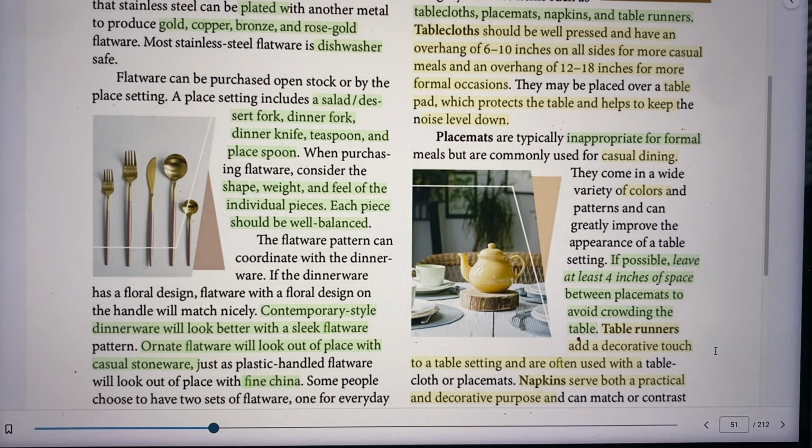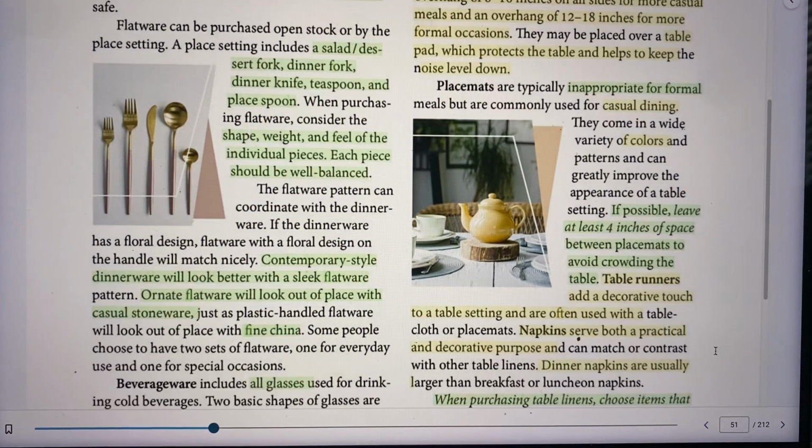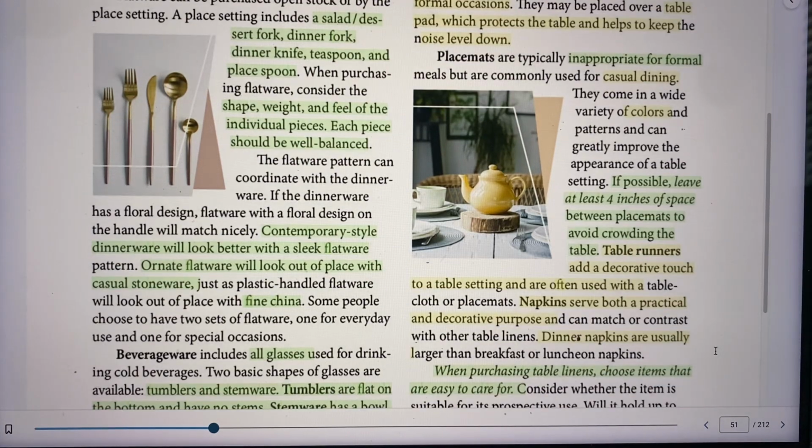So find out the kind that you want, and how it comes. Do you want it a silver color? You want it gold plated? What kind of flatware would you like?